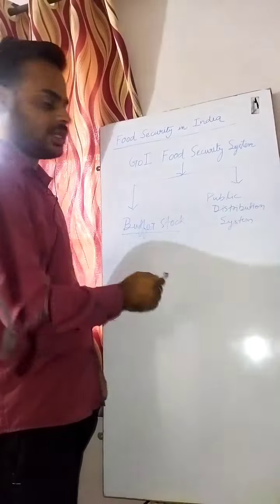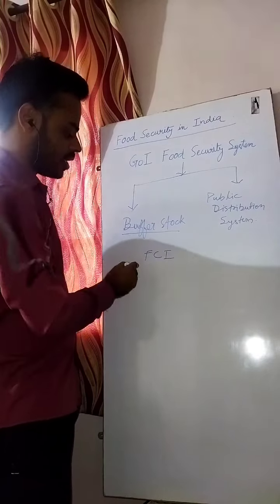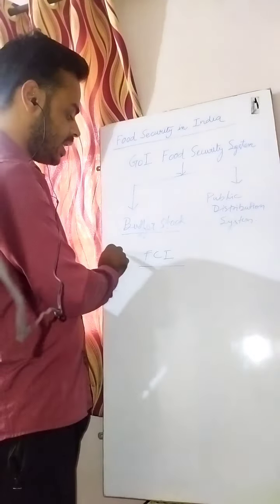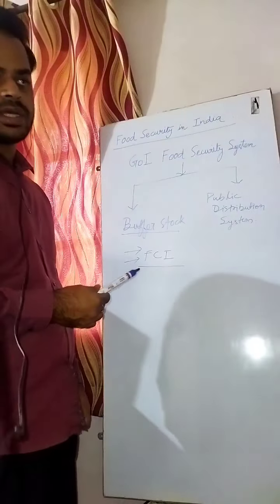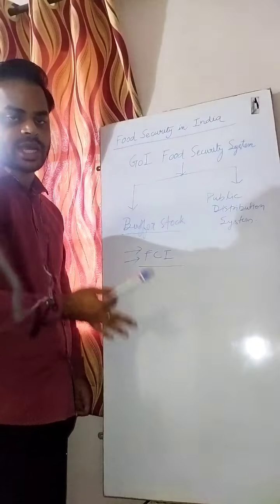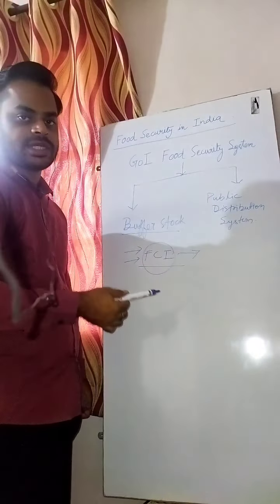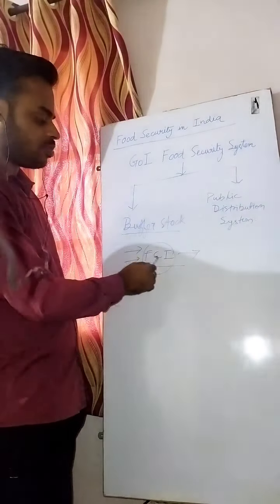So under the buffer stock, what the government has done is appoint the FCI, that is the Food Corporation of India. What FCI does is it takes food grains from the states that produce food grains at a higher rate, and it gives them to the states that are deficient in food grains, that are not able to produce such a high rate of food grains. This is the role of the Food Corporation of India.